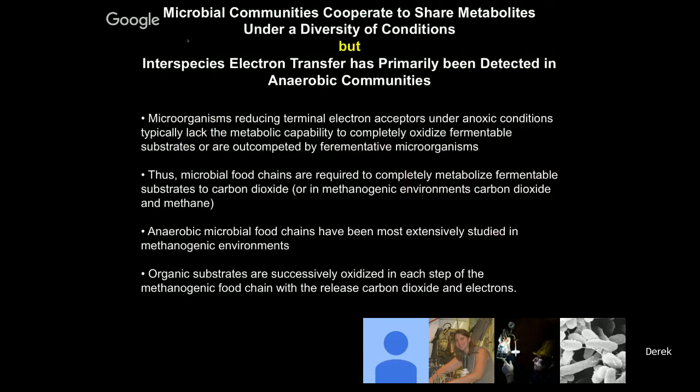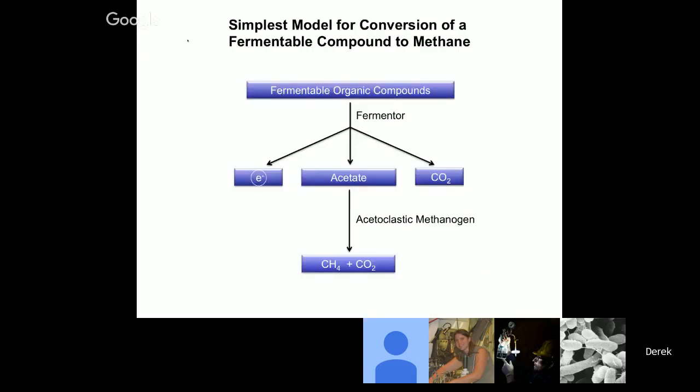But what I'd like to primarily focus on are these anaerobic microbial communities that share electrons. And just to remind everybody, so we're starting at the same place: typically in these anaerobic environments, especially those where methane is being produced, there's no one microorganism that can take a fermentable organic substrate all the way to terminal products. Instead, there are microbial food chains that cooperate to carry out that process. And there's basically a successive oxidation of the organic substrates until you finally convert the fermentable organic compounds to methane.